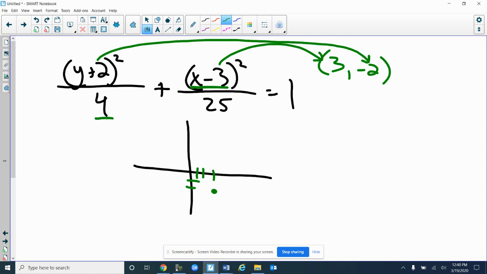From there, my first value is a 4, and that is with the y value. The y is the up and down. I'm going up 2 units, and I'm going down 2 units. Remember, that's a 4, so I take the square root of that. I've got a 25, and that's with the x value. So I'm going right 5 from that center point, and I'm going left 5. That puts me right here. So that ellipse would look like this.